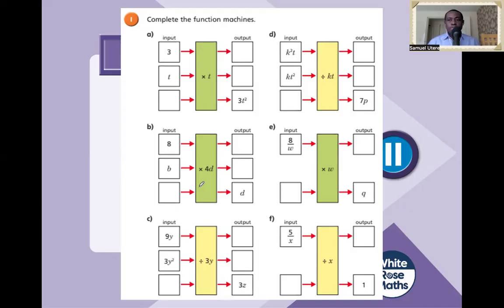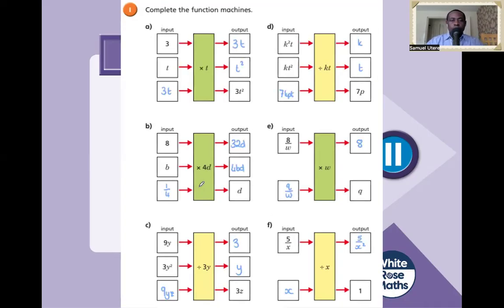Okay, assuming you've paused the video and you've answered question 1, here are the answers. Let's discuss them. This one is a function machine, so we put in 3, and each time whatever we put in has to be multiplied by t, and that's the result. This one, to get this, you have to do the inverse. So 3t squared, what would have been put in to multiply by t to get 3t squared has to be 3t. So you can do the inverse operation to get the answer. So this one is the same thing.